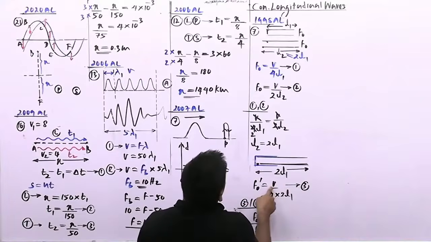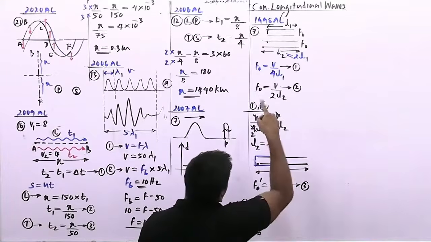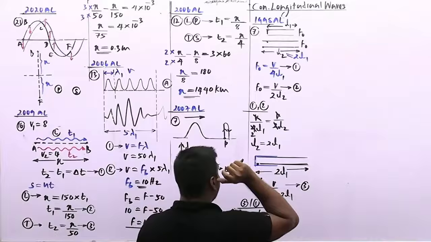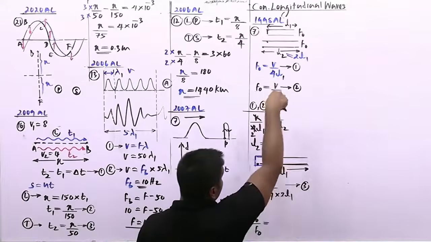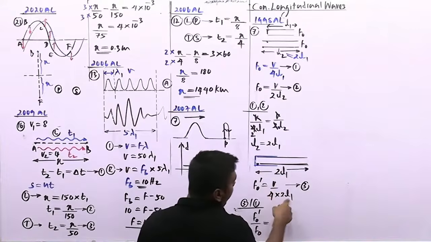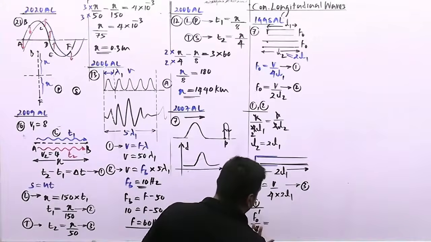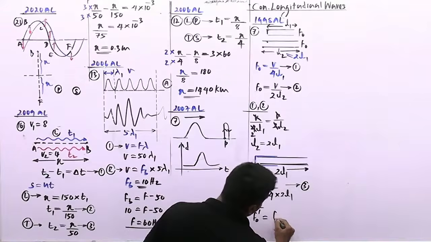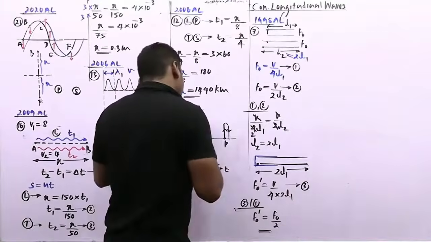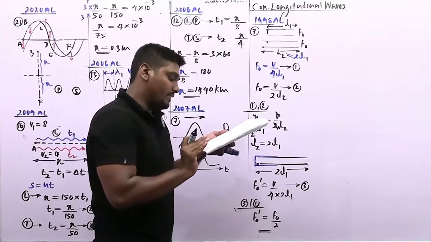then this V, this 4, this L1 cancel out. You do the simplification properly. V over 4L1 cancels out with this V over 4L1. The remaining is half. So F naught dash is equal to F naught over 2. You guys do the simplification. That is the answer. F naught over 2. Question number 7 answer must be F naught over 2.